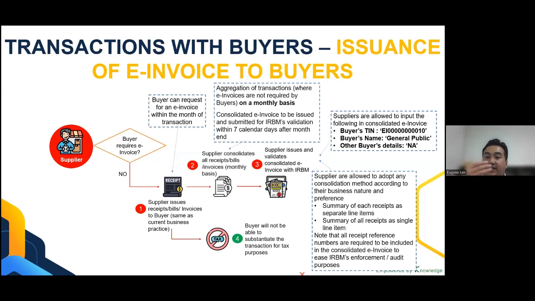For those who didn't request an invoice, when you prepare the consolidated e-invoice, you use the information as general public. And for the buyer data, you just put not applicable. So the consolidated e-invoice is prepared on a monthly basis. You have 7 days after the month end to do the submission of the consolidated e-invoice.